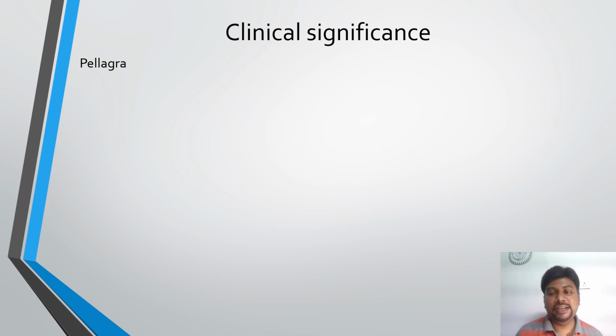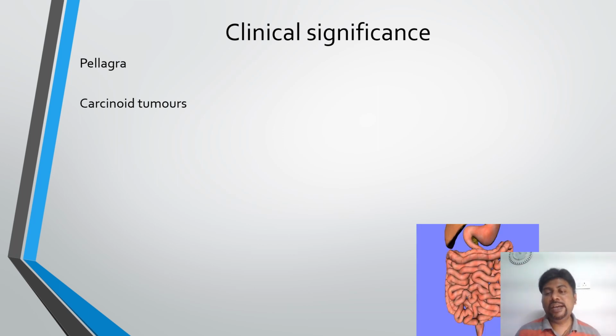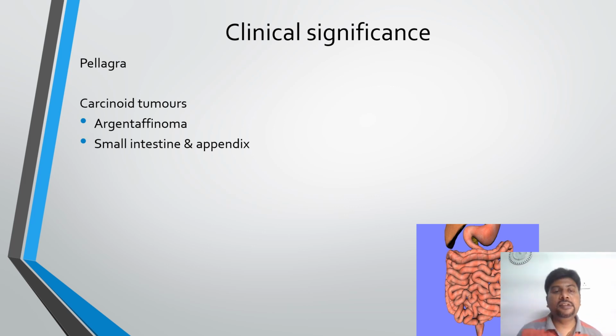Next, coming to the second disorder, it is carcinoid tumors. So these carcinoid tumors are nothing but tumors of a specialized cell called argentaffin cells, which are present in the small intestine and appendix. That is why these carcinoid tumors are also called argentaffinoma tumors. When these cells become malignant, they start producing more and more serotonin. There will be excess production of serotonin.